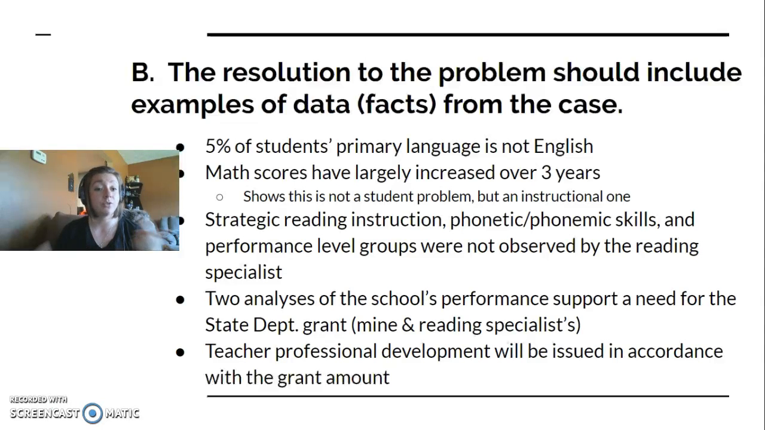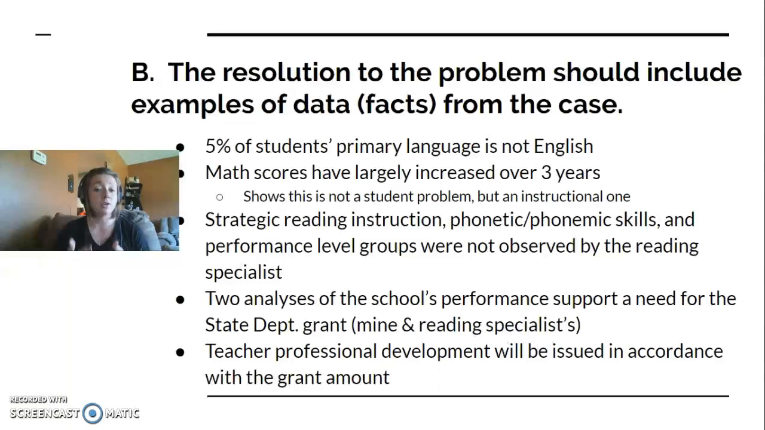Math scores have largely increased over the last 3 years, so overall, we know this is not a student problem, it's an instructional problem. That's where the break is and where we need to fix things. Strategic reading instruction, skills, and performance levels were not necessarily observed by the reading specialists, so we need to take what they have observed and continue to build on that. Both analyses were performed by myself and the reading specialist, and we have all of that data that supports us and the facts that support what we want to do.